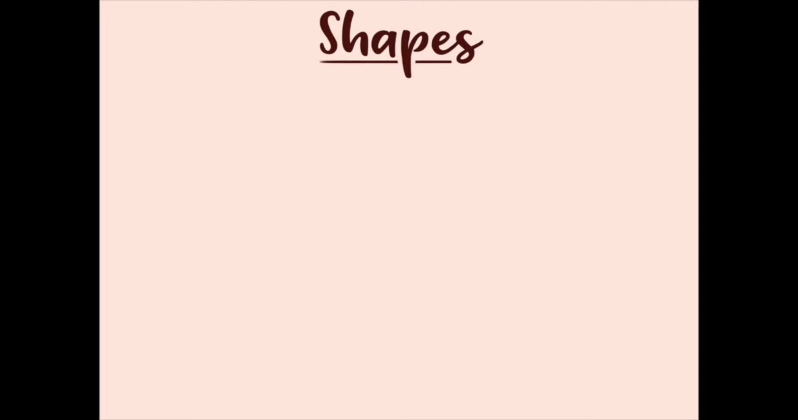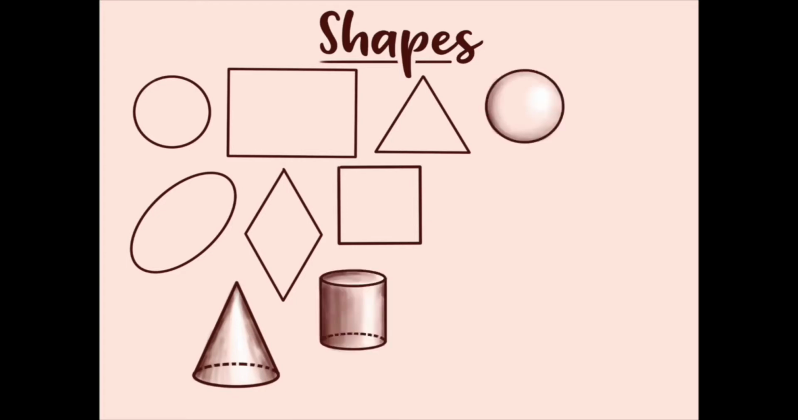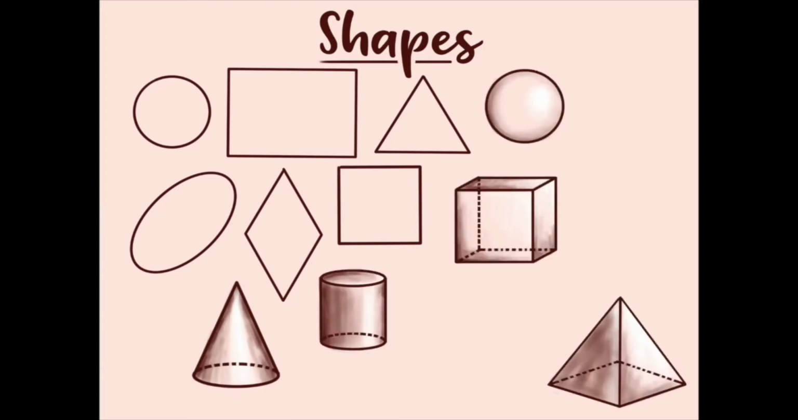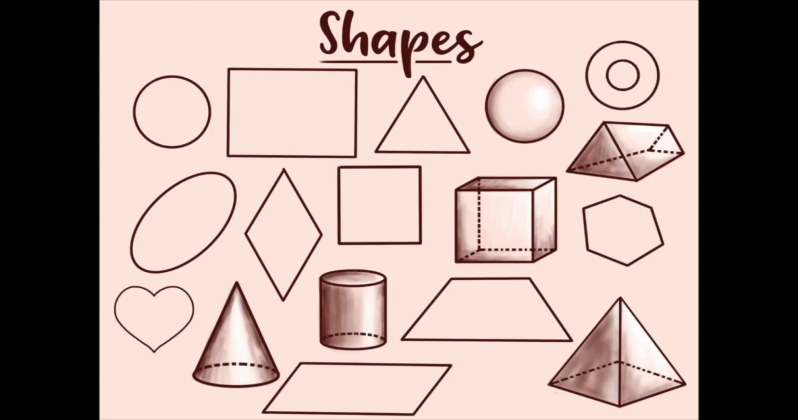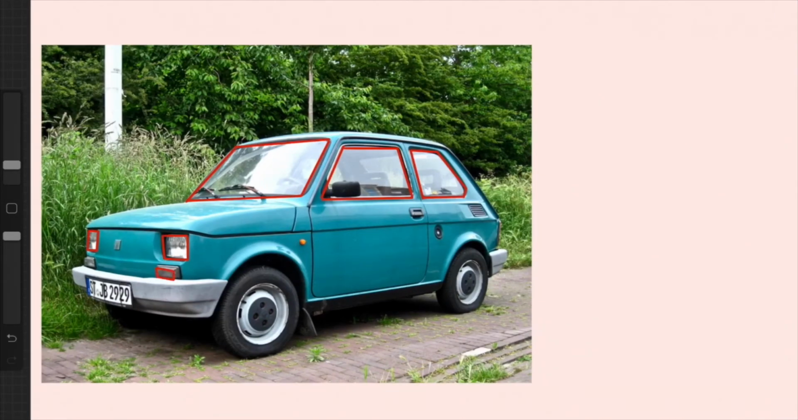Well, basically we need to know what the shapes are. We know that a shape is a form of an object or its external boundary or an outline. And what can be a shape? It can be a circle, rectangle, triangle, ellipse, square, rhomb, cone, sphere, cylinder, cube, pyramid, prism, and so on and so forth. Then, let us learn how to use those shapes in drawing anything we want.